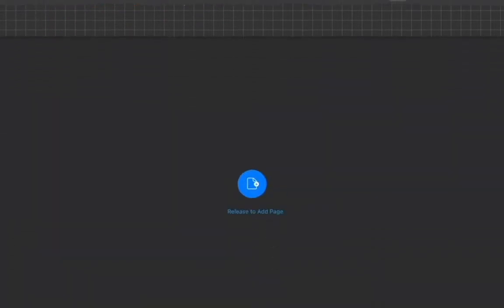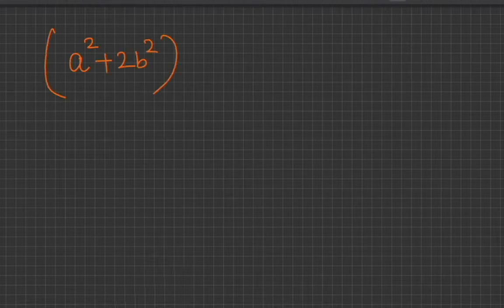Okay, let's do quickly another one. I want you to try this: a squared plus 2b squared times 5a minus 3b. You can do the horizontal method or the lattice method as well for this. You can do it for any one. It's still multiplication, so you can still try that.